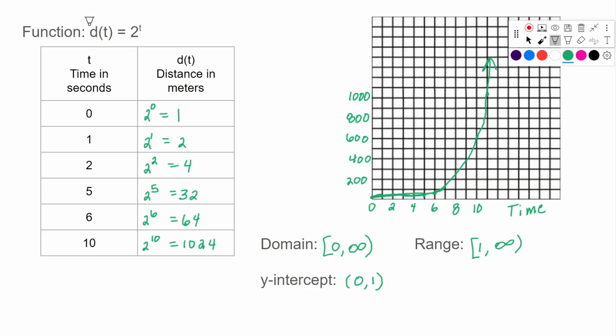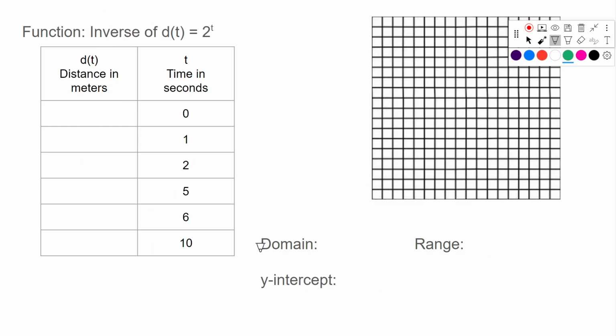Now, you haven't been introduced to how to undo an exponential function yet. So what we're going to do is just do our table backwards here. Because we have learned from our linear functions and our quadratic functions that the inputs and outputs switch.